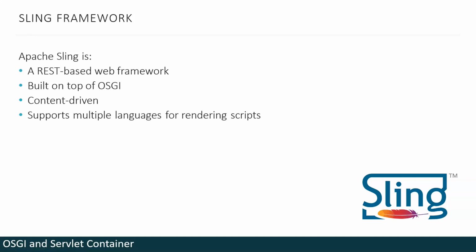Let me remind you that Sling is a REST-based web framework built on top of OSGI. Content-driven, that means the framework first finds the content to render, then determines how to render it based on the request. And it supports multiple programming languages for rendering scripts. In this part, we will concentrate on Sling servlets and filters. We will not discuss rendering pages and components.